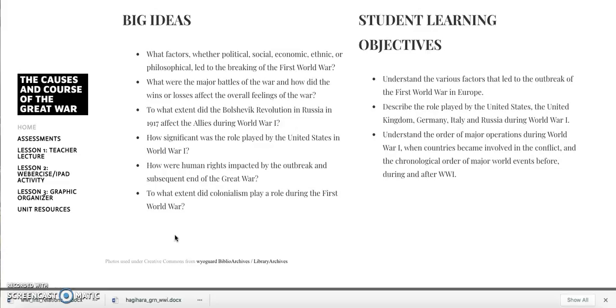And the 3 lessons are structured around these 3 student learning objectives, which go chronologically with the 3 lessons. Number 1, I hope that students will be able to understand the various factors that led to the outbreak of the First World War in Europe. I also hope that students will be able to describe the role that was played by the US, the United Kingdom, Germany, Italy, and Russia during the Great War. And then third, I hope students will be able to understand the different major operations that occurred during World War I, and understand how the ways that countries became involved in the conflict and the different major world events that occurred impacted the outcome of the war.